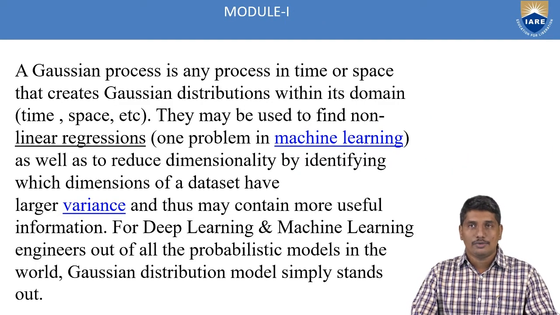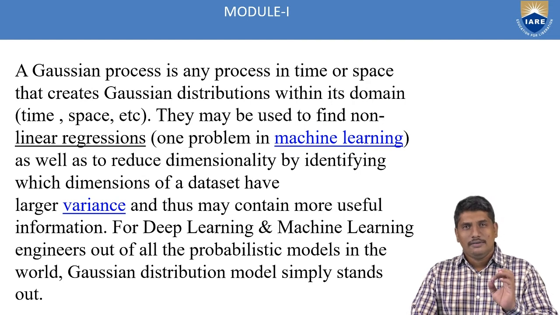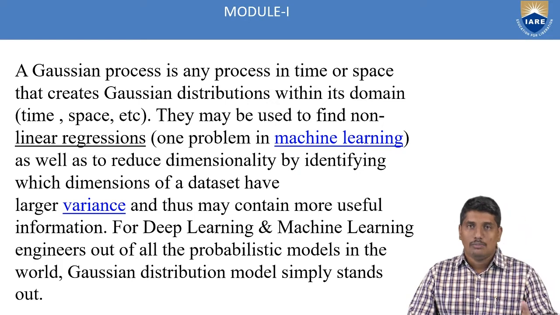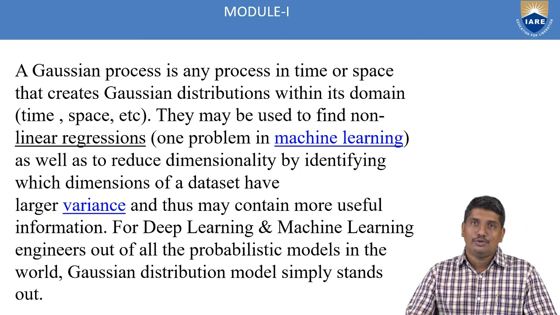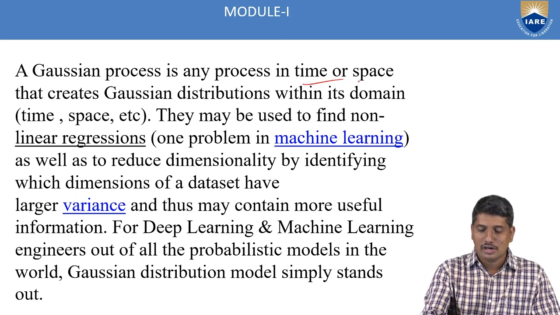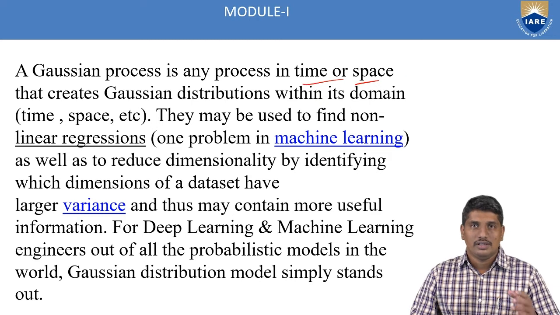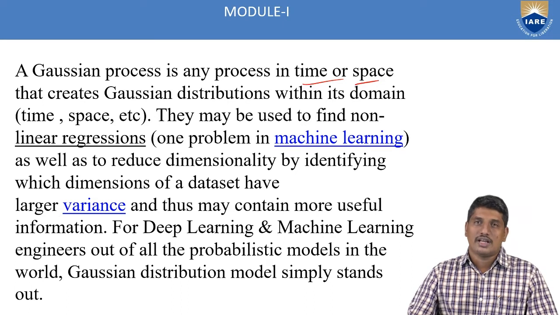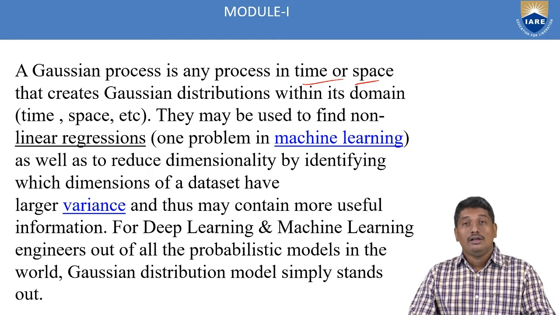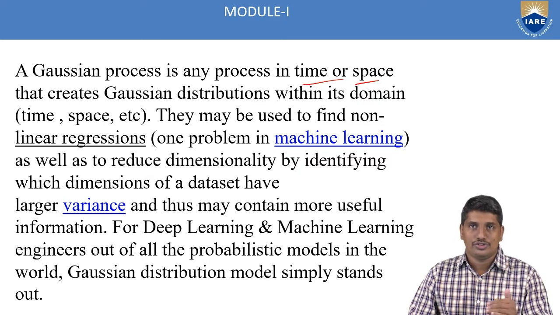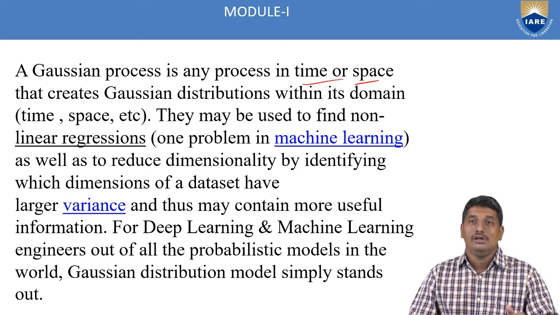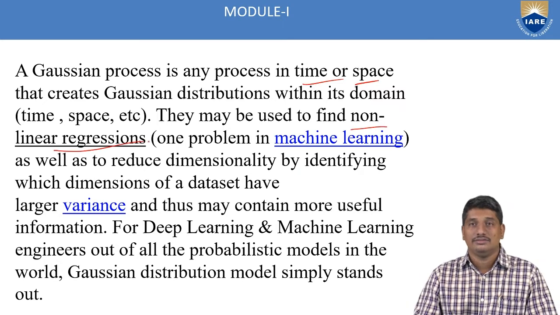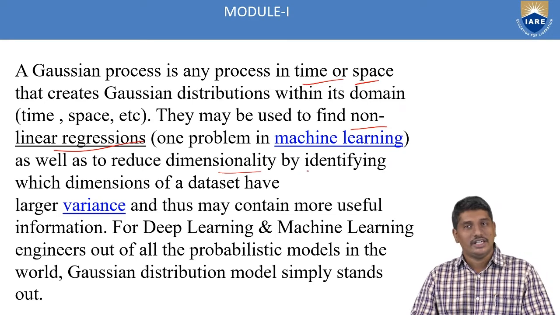A Gaussian process is any process in time or space. First, what is a Gaussian process? It's nothing but a continuous distribution, continuous at every moment. Generally, we have two physical variables, namely time and space, which are continuous; time is continuous and space is also continuous in our universe. So to analyze time and space, we use a Gaussian process. On the other side of the coin, the Gaussian approach or Gaussian distribution plays a vital role in machine learning, especially in solving problems like non-linear regression and dimensionality reduction of a data set.